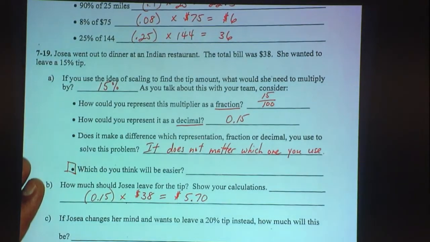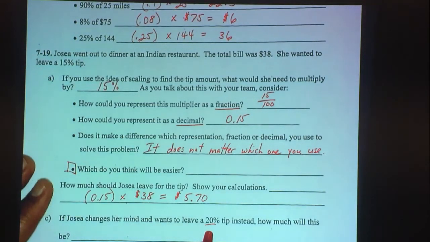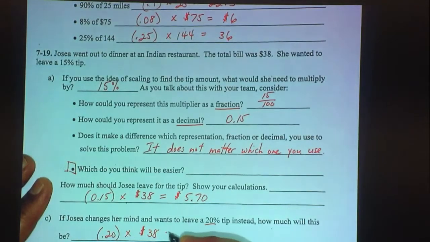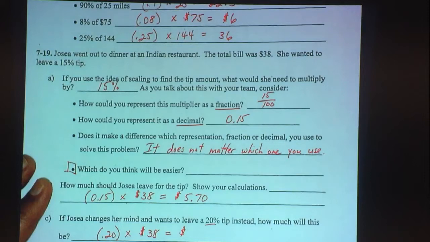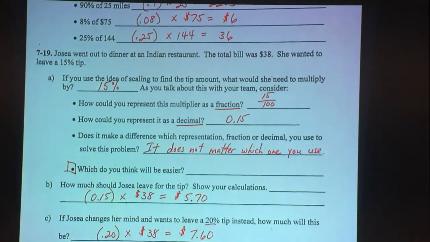All right, so now she's feeling very generous and she wants to leave a 20% tip. So then how do I change 20% into a decimal? And her bill is still $38. So how much of a tip is she leaving now? Is it $7.6? No, remember we need to change it to dollars. $7.60.